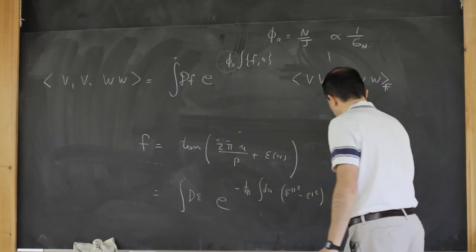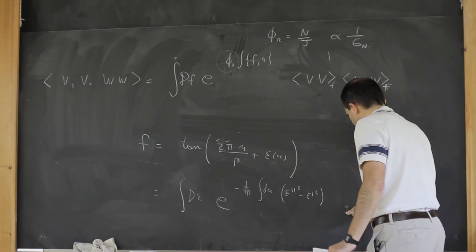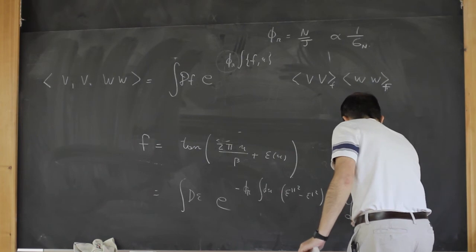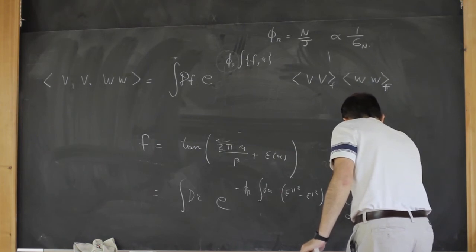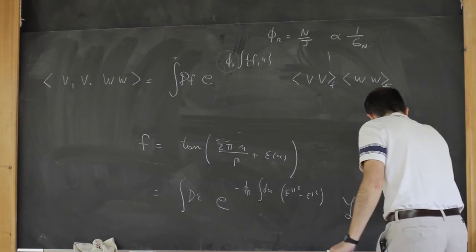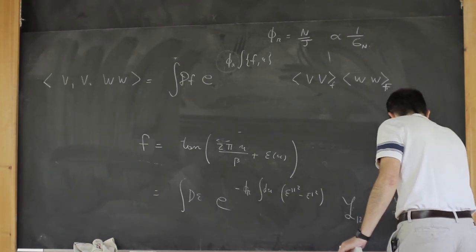And then two sources that are linear in epsilon. So some linear operator acting on epsilon that depends on points 1 and 2, and some other linear operator that depends on points 3 and 4 acting on epsilon.